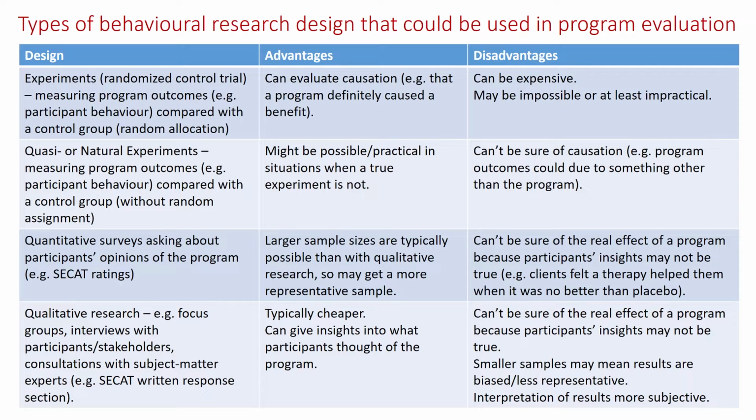Okay, the fourth type of design, qualitative research. So what I'm talking about here are things where you do focus groups. You get a bunch of people in a room, you ask them open-ended questions, and you get them to give you verbal responses, have a discussion about whatever it is you're evaluating, so your program or whatever. You could do that, or you could have interviews with participants or stakeholders.